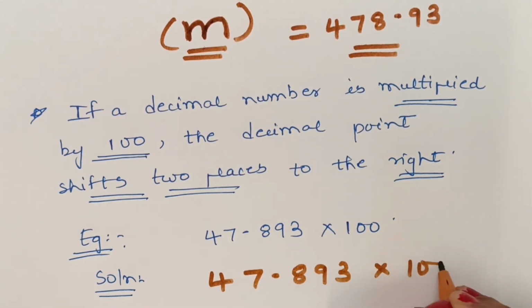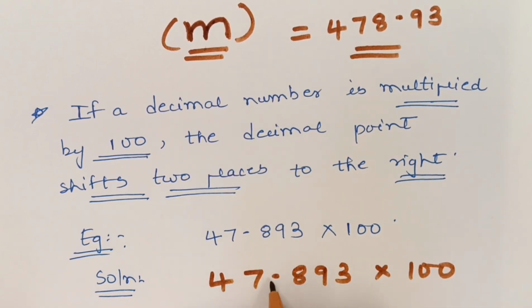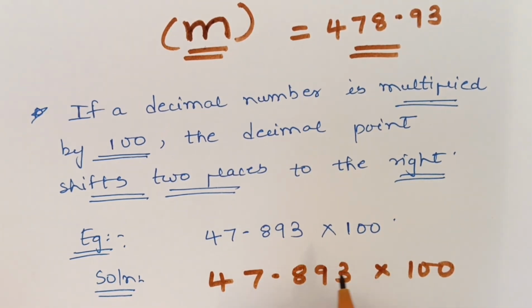47.893 into 100, correct? How do we write the letter M? M. In this way, we move towards right. Similarly, we have to move towards right. You have to shift the decimal place towards right side. Okay. So here, how many zeros do you have?